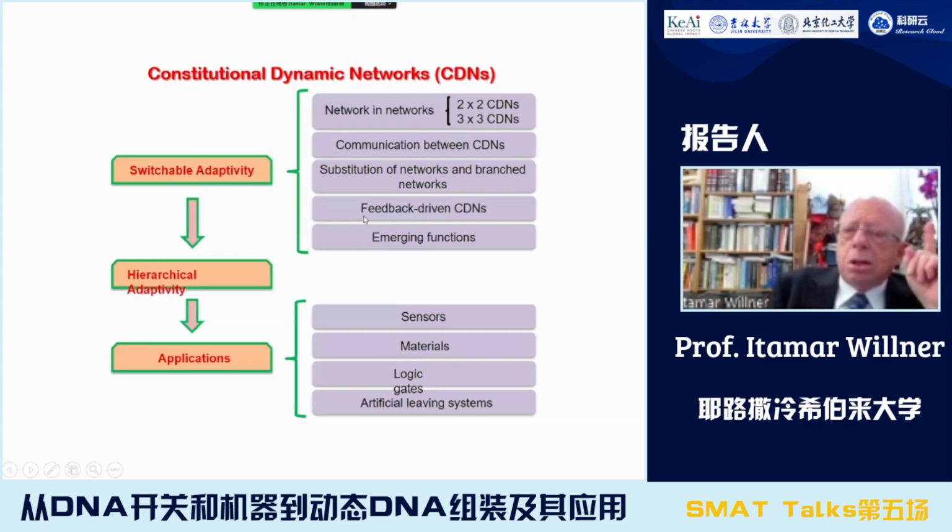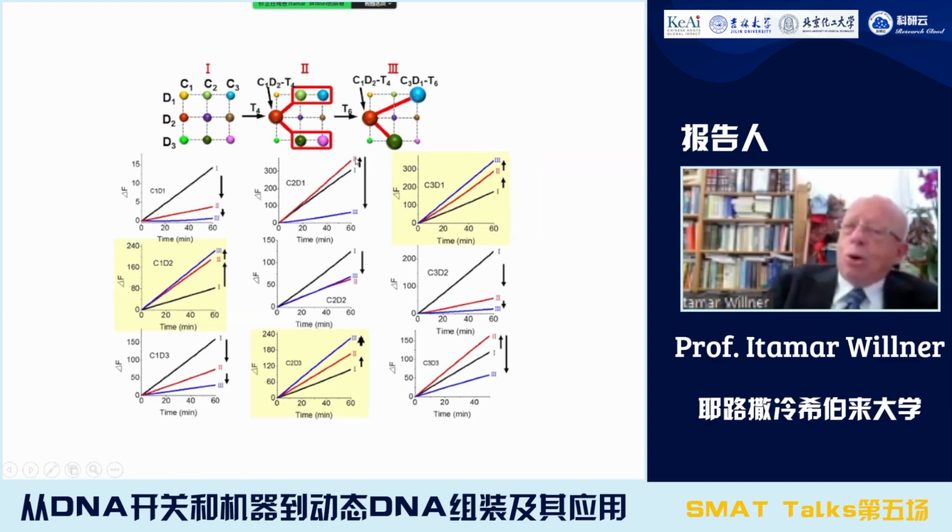One can think to make networks of enhanced complexity, for example, 3x3. Now, what I'm going to show you is that if we go from a 2x2 to 3x3, we can induce a new functionality into the network and not only demonstrate adaptivity, but we can demonstrate hierarchical adaptivity. What do I mean by hierarchical adaptivity?